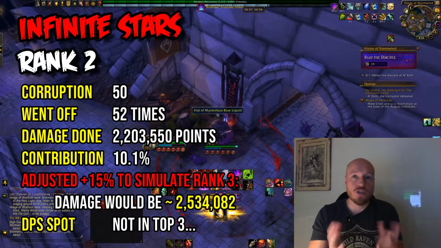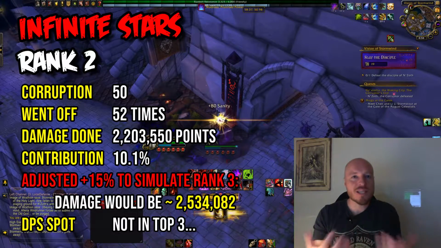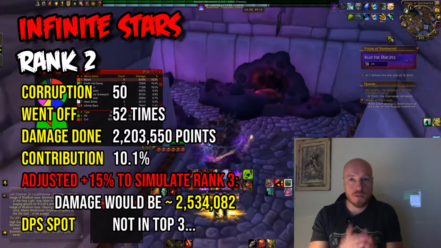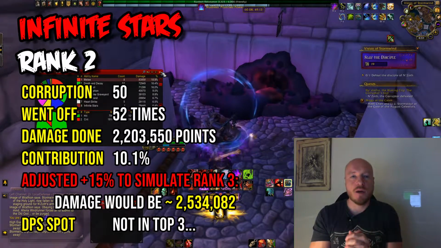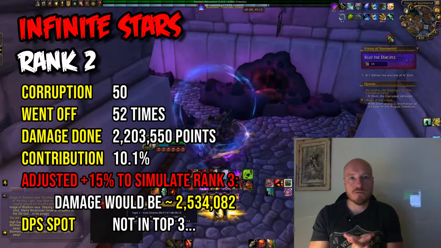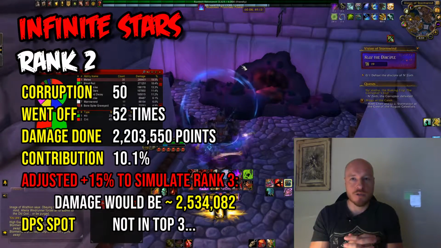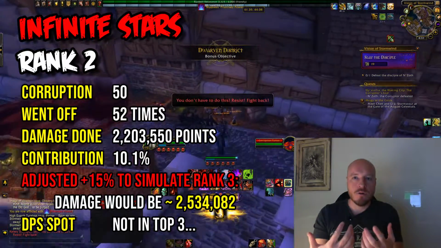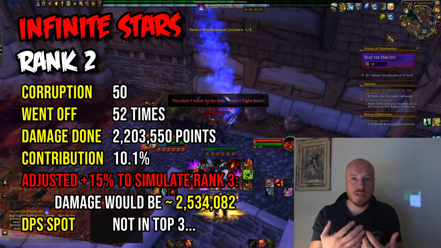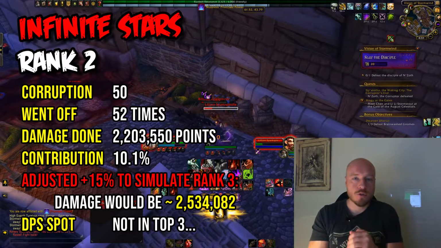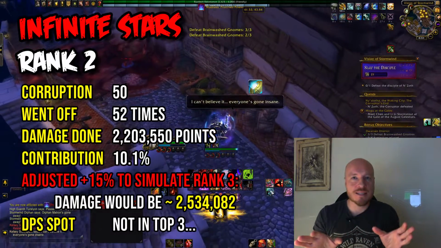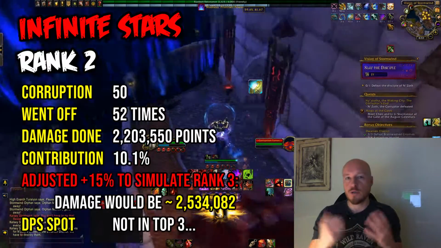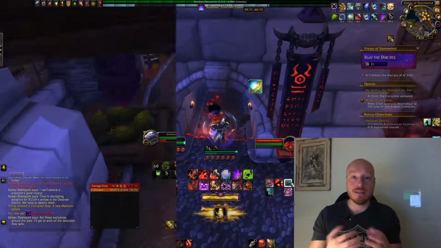So what I've done, just to keep it a bit mathematical and scientific, is I basically applied 15% more to the value that we received for Infinite Stars rank 2, the 2,200,000, and we get the final extrapolated speculative result of what we would have gotten if I had Infinite Stars rank 3: 2,500,000. Still nowhere near the 6 million that we got from Twilight Devastation. Nowhere near that. Time to talk about Echoing Void, because Echoing Void hits hard and is also an AoE.